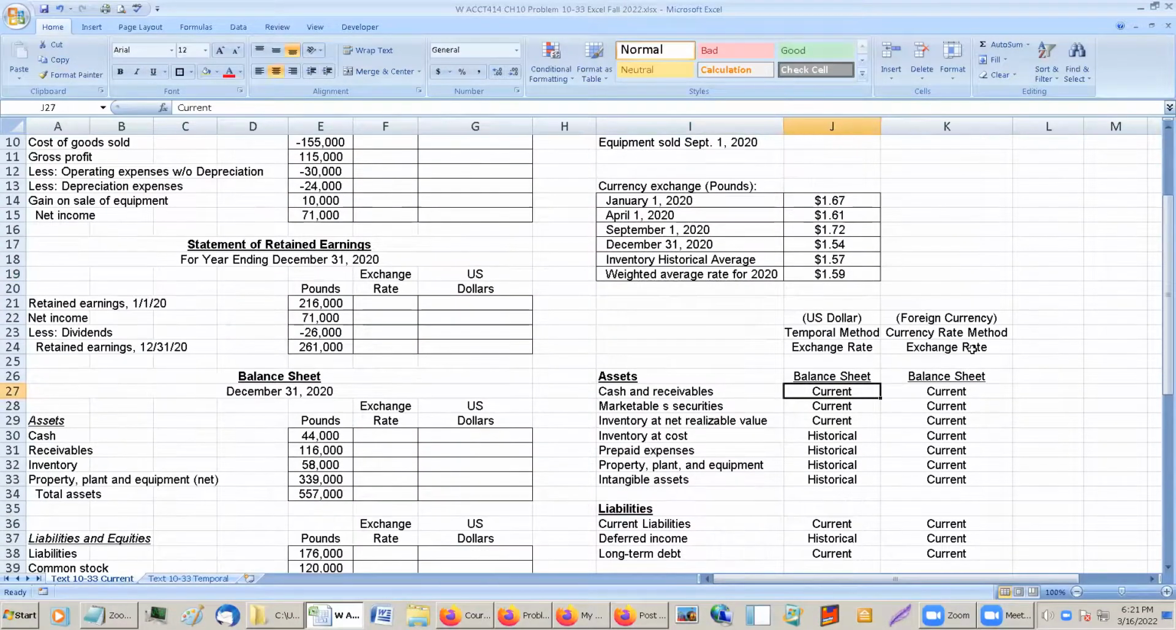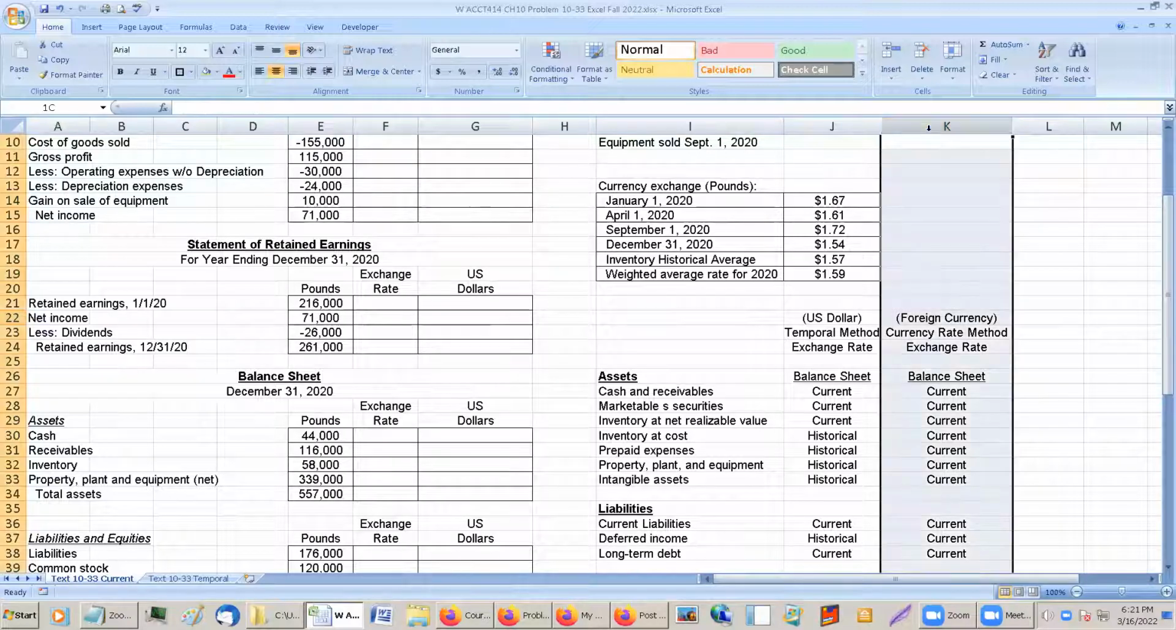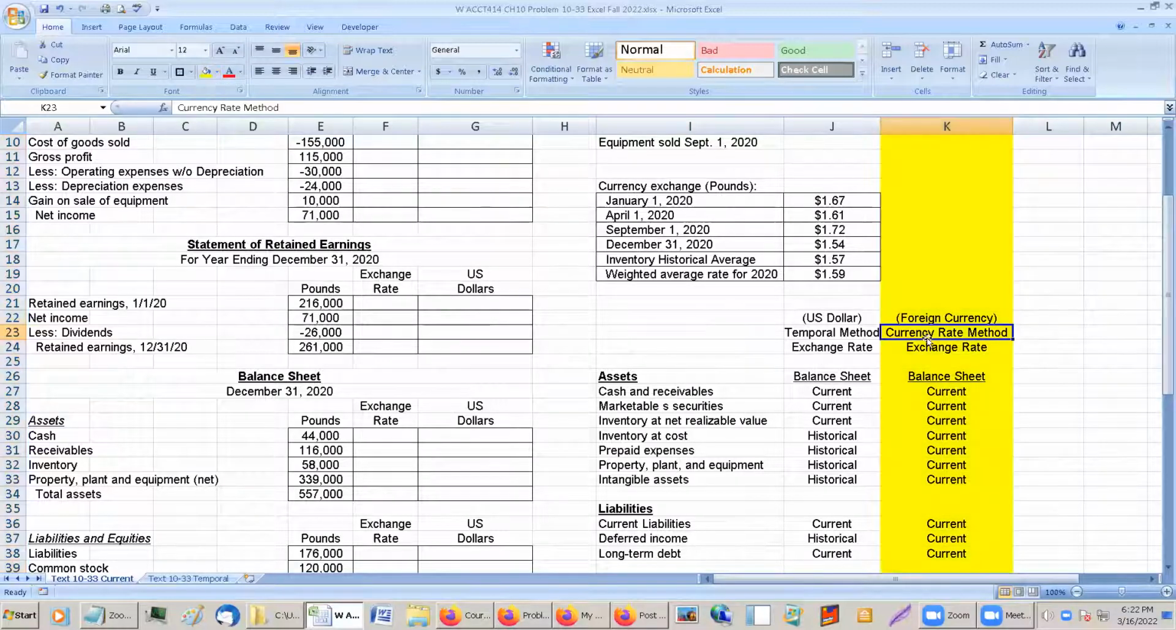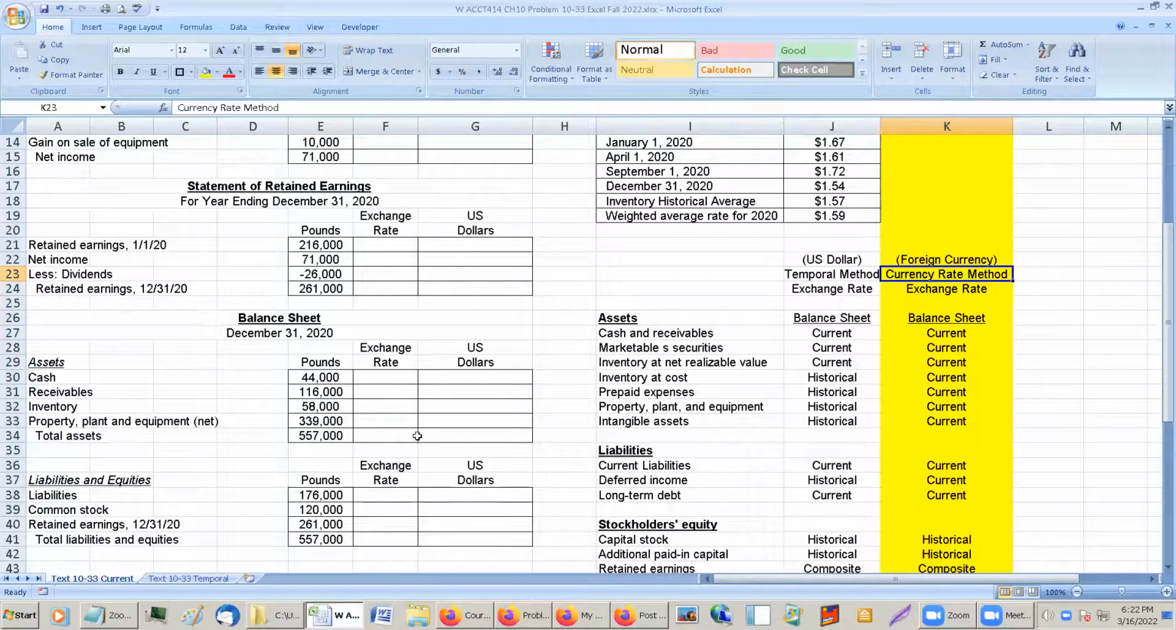So the first thing we're going to do is the currency rate method. So we're going to use this method first, and then we'll go on to the other one. And let's do something with that. How about make it yellow? Okay. All right.